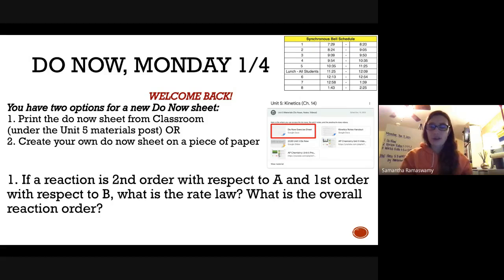Or you can create your own. So whether you have a piece of notebook paper or a piece of printer paper, just blank, you can create your own do now sheet. Basically, you just need space Monday through Friday on one side, Monday through Friday on the other.